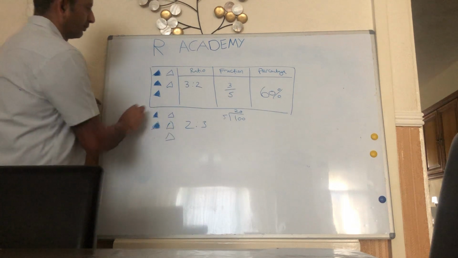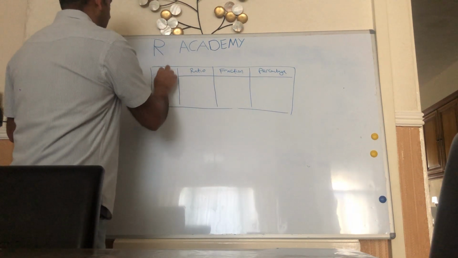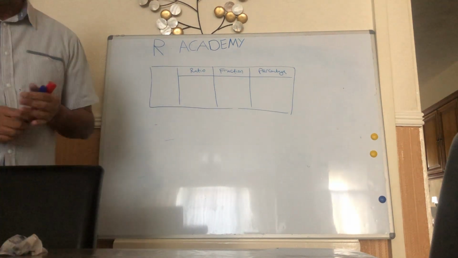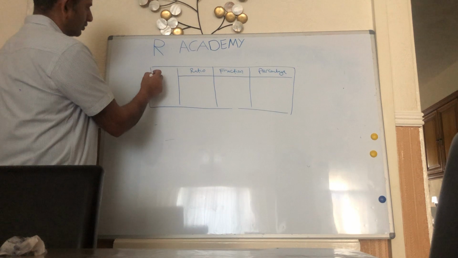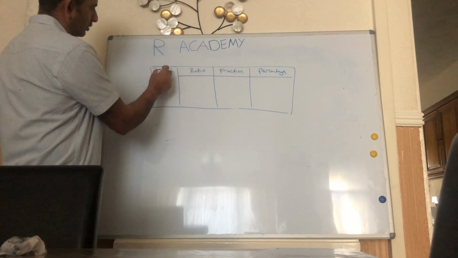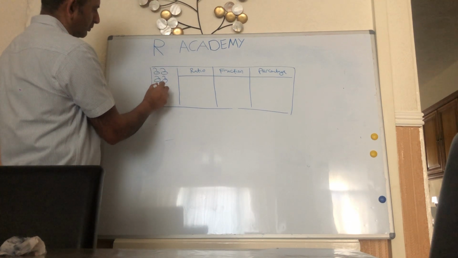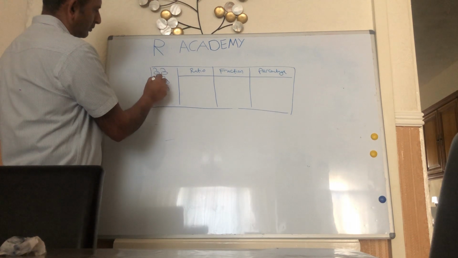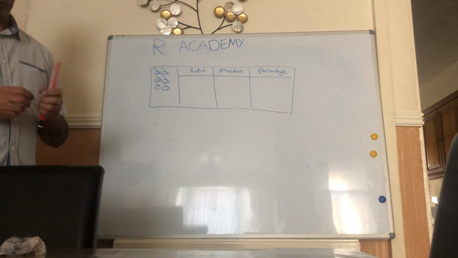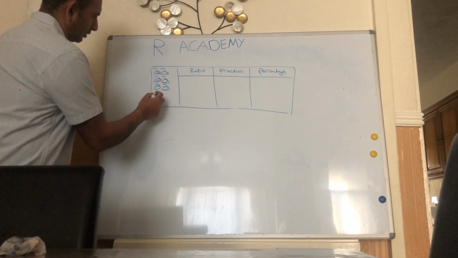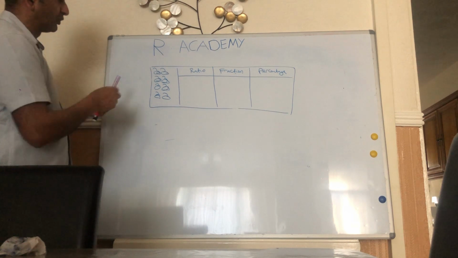Okay, last one, and then we finished. So we have 6 blue swans, and another 2 swans which have no color whatsoever.